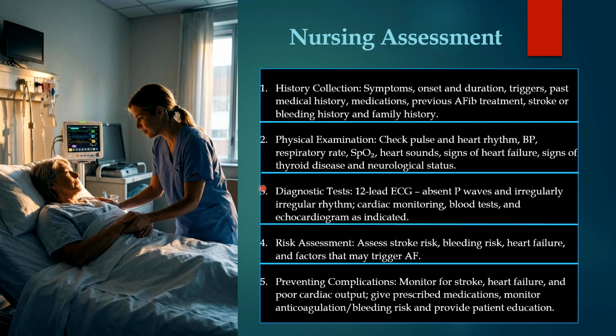The third step is diagnostic test. So as you all know, ECG is the main diagnostic test for atrial fibrillation. You can notice absent P waves and irregularly irregular rhythm. Cardiac monitoring, blood test, and echocardiogram as indicated. The fourth one is risk assessment. Assess stroke risk, bleeding risk, heart failure, and factors that may trigger atrial fibrillation.